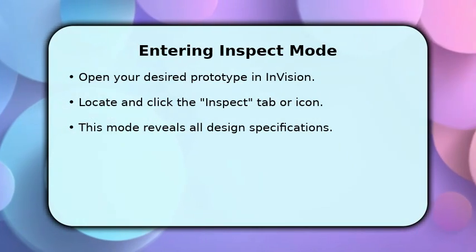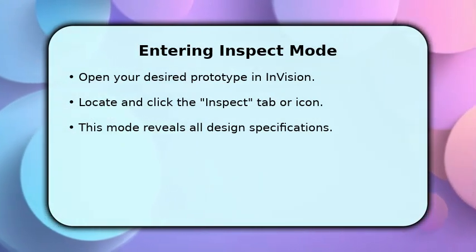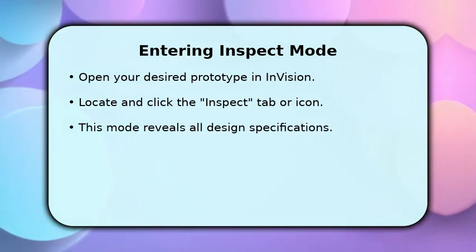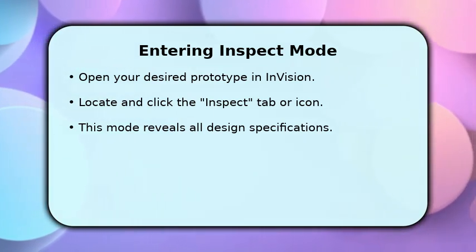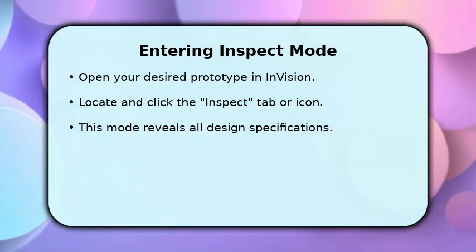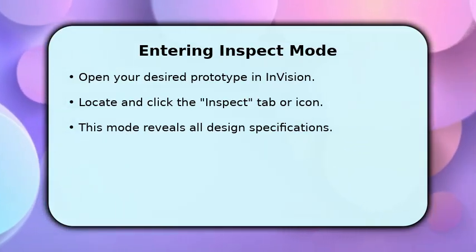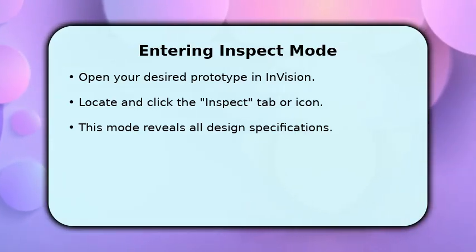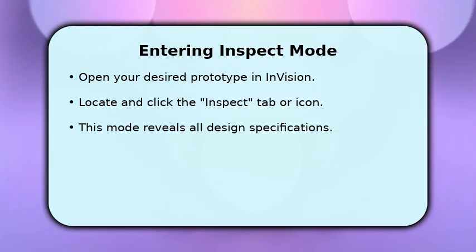Once your prototype is open, look for the Inspect tab, usually found at the top or side of your screen. Clicking this tab activates the inspection mode, which is crucial for viewing design details. This mode provides a comprehensive overview of your design specifications, including colors, fonts, and, most importantly, dimensions. It's your gateway to understanding every pixel of your project.